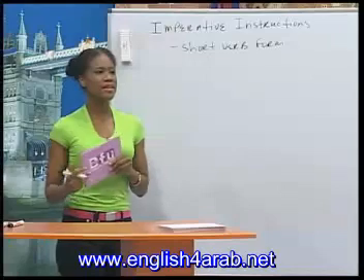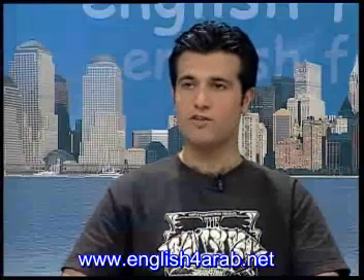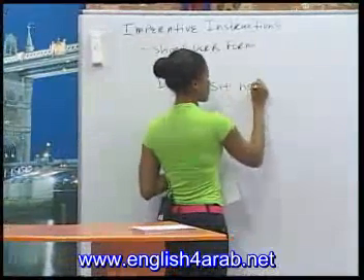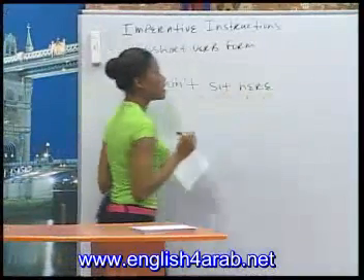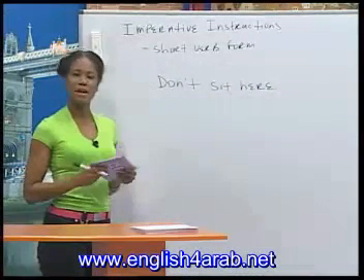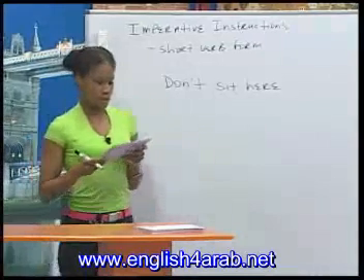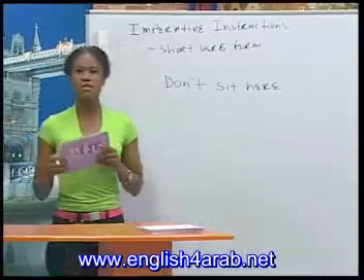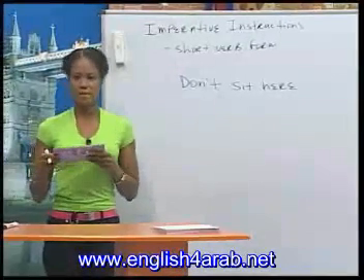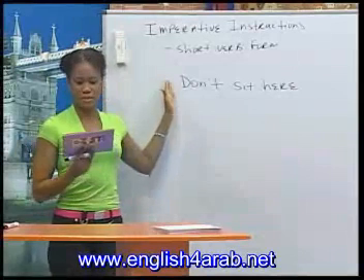Alberto, how do we make negatives? We add the word don't in front of the verb. For example, don't sit here. Very good. So it's the same. It's an imperative instruction, but in the negative. So it's telling someone not to do something. Don't sit here. Good. Also remember that we don't change the form of the verb when we use imperatives. The verb is always the same. So we always use don't in a negative statement.